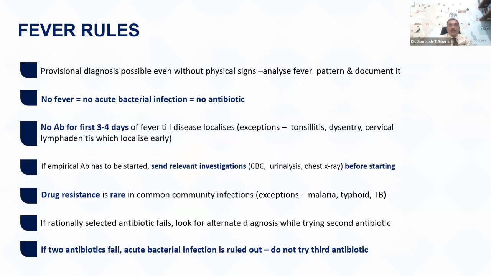In some fevers, a provisional diagnosis is possible even without a physical sign. Just take the history and you can come to a provisional diagnosis. History will give you 70% of the diagnosis. No fever: remember, don't give antibiotics to a child without fever. No fever, no bacterial infection. No antibiotic for the first 3 to 4 days of fever, till the disease localizes.